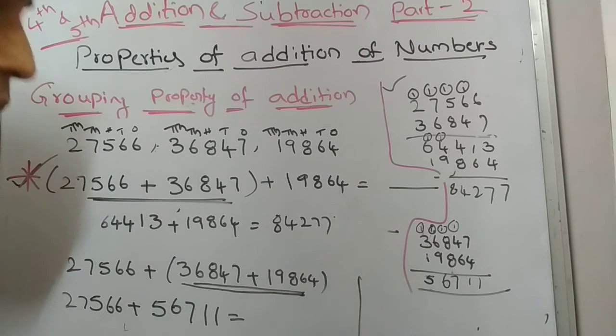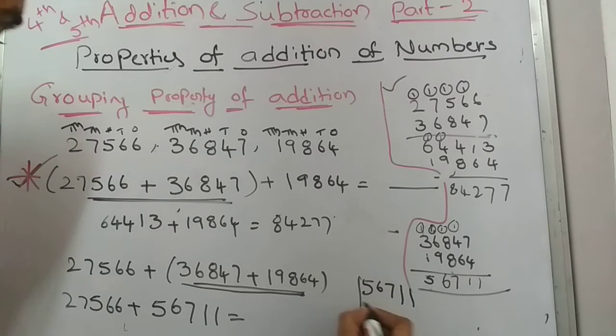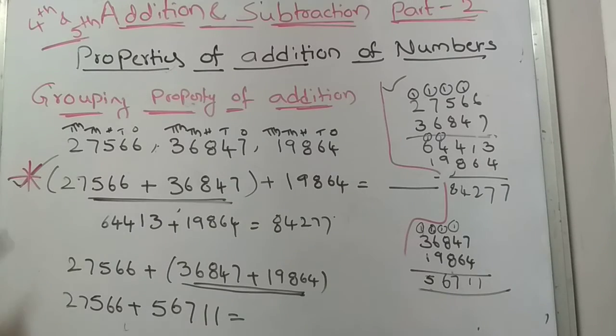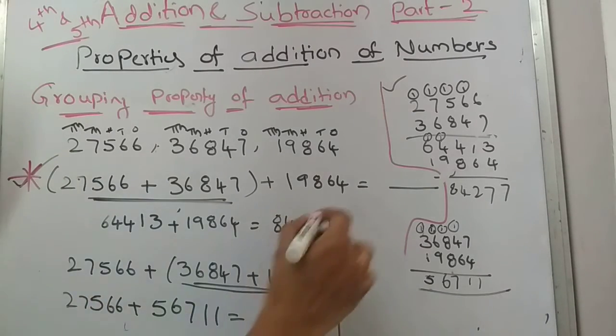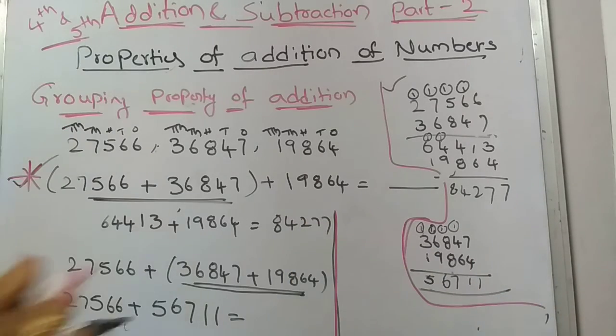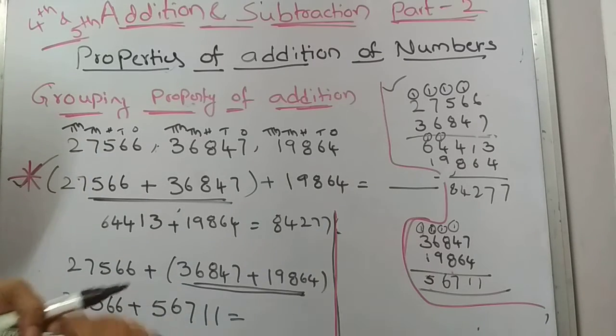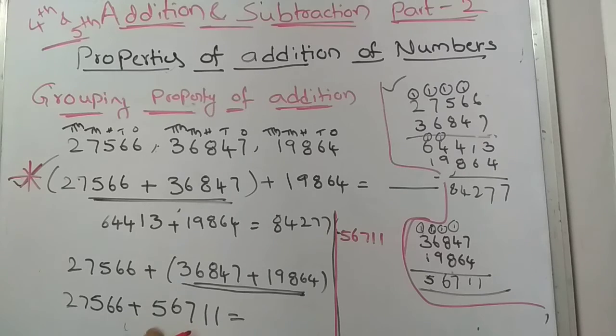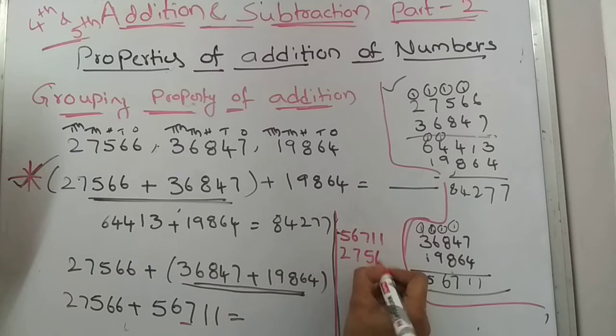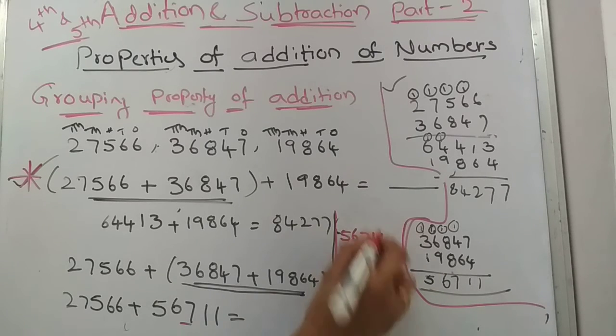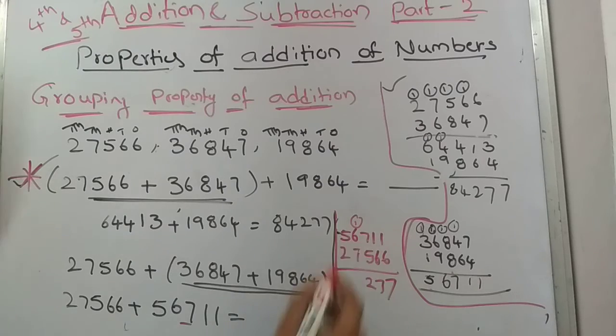Clear. What number am I getting? 56711 plus 27566. 6 plus 1, 7. 6 plus 1, 7. 7 plus 5, 12, so 2 is in and 1 is carry over. 7 plus 4, 14. 1 is carry over. 5 plus 3, 8. What did we get here? 8, 4, 2, 7, 7.